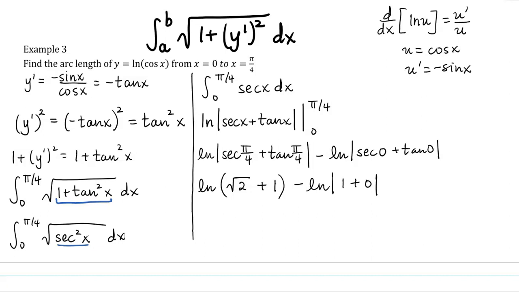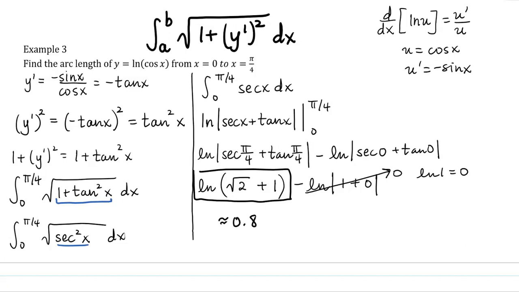And natural log of 1 is 0. ln of 1 is equal to 0. So all this equals this here. Natural log of the square root of 2 plus 1, which is approximately 0.881.